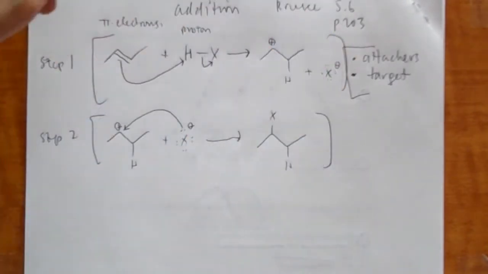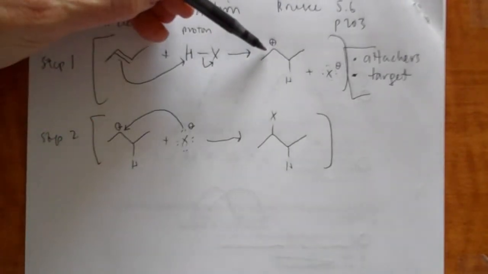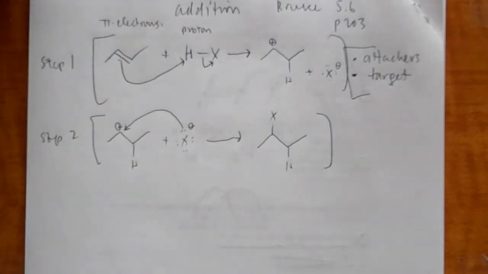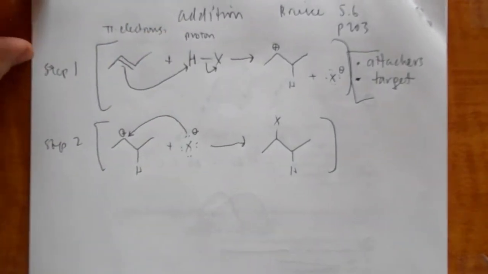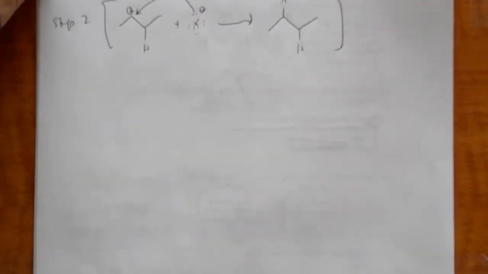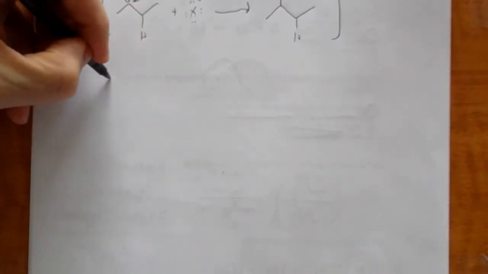Alright, and that's it. Step one and step two. Let me point out that there's a carbocation intermediate. This is the same thing here, right? And so we can talk more about the energetics of that in another scenario. So let's do an example. Although this is kind of an example, isn't it? But let's do another example.